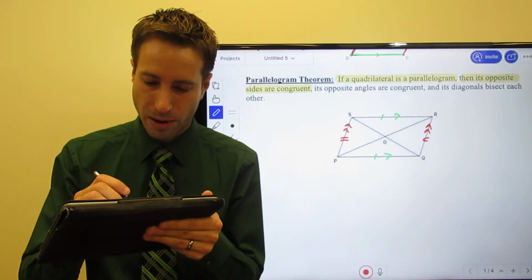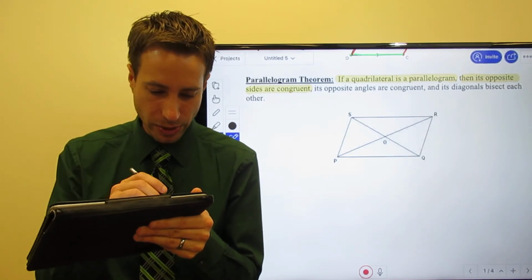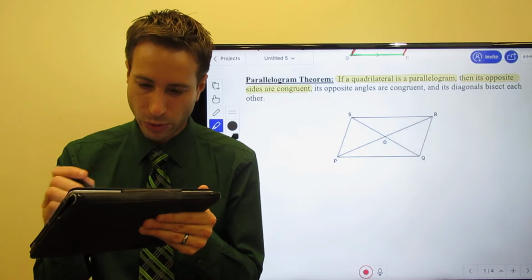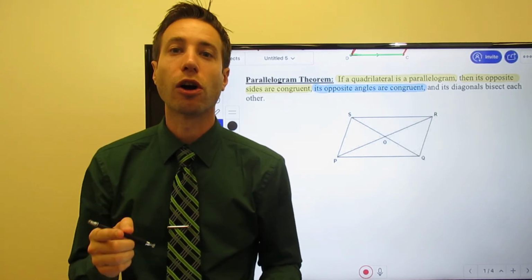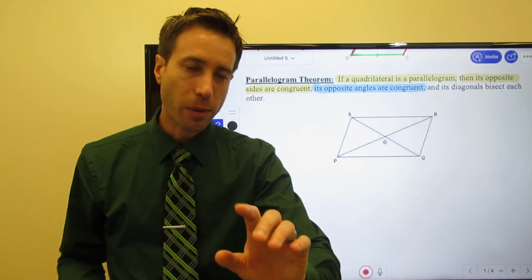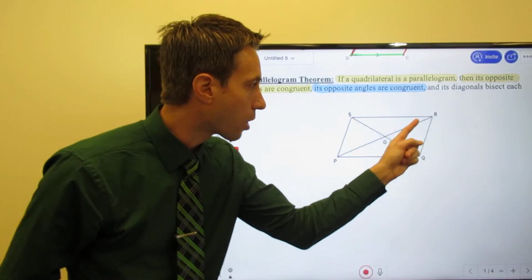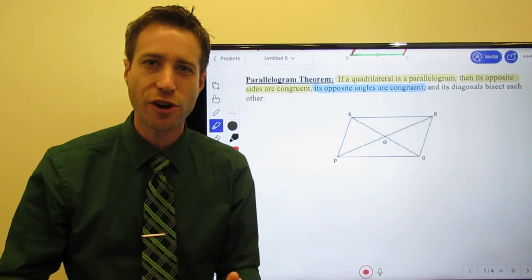All right, that's the first part. The next part of our theorem is this. Let me do it in a different color. We'll do it in blue. Its opposite angles are congruent. If you would, for me for a second, just ignore the diagonals. Pretend that they're not there.